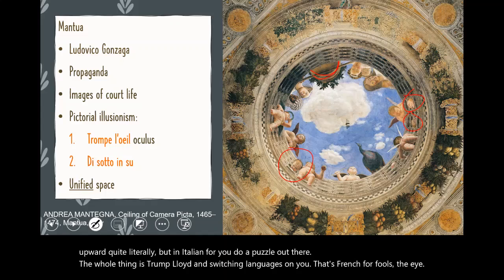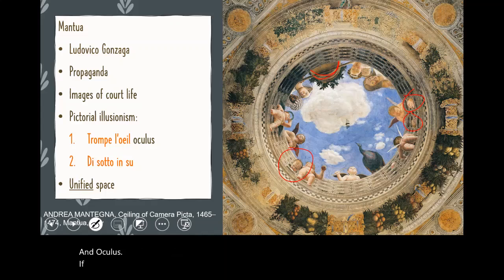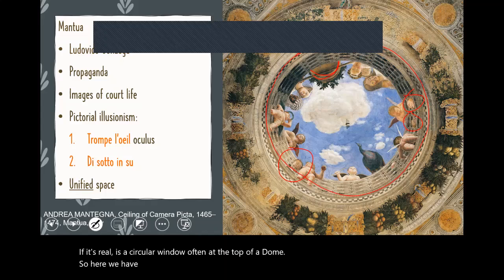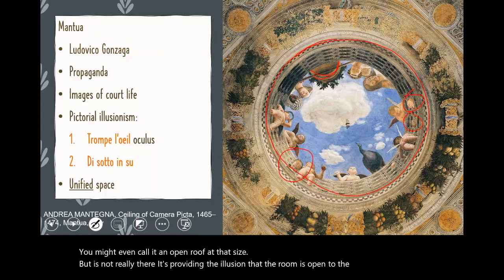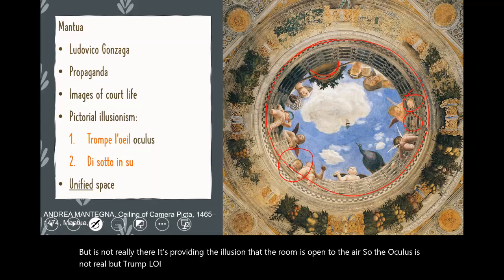An oculus, if it's real, is a circular window, often at the top of a dome. So here we have a circular window. You might even call it an open roof at that size, but it is not really there. It's providing the illusion that the room is open to the air. So the oculus is not real, but trompe-l'oeil. It fools us quite literally.